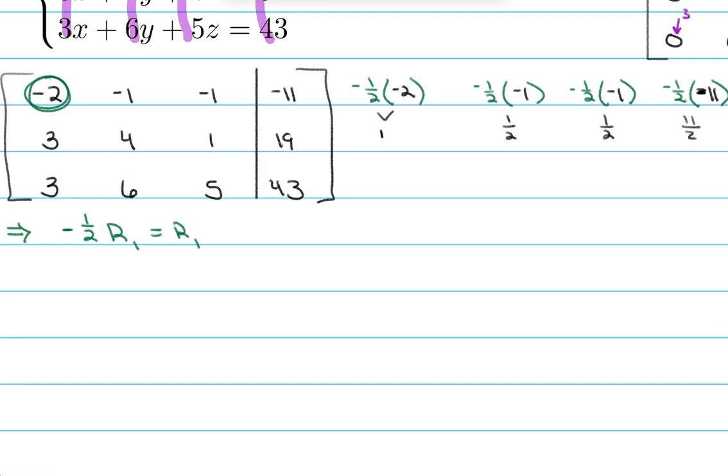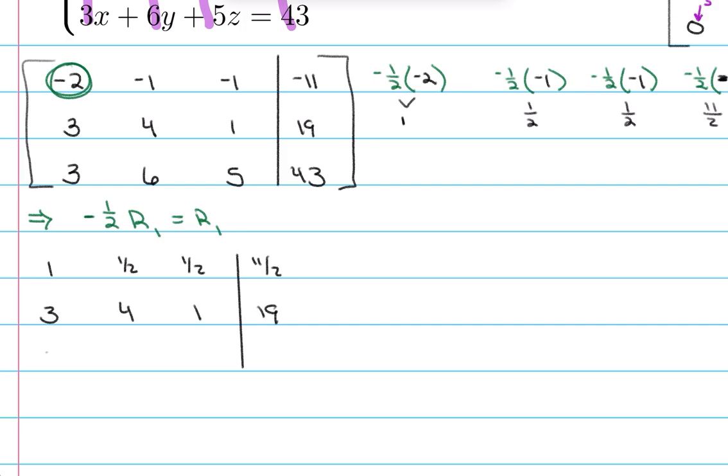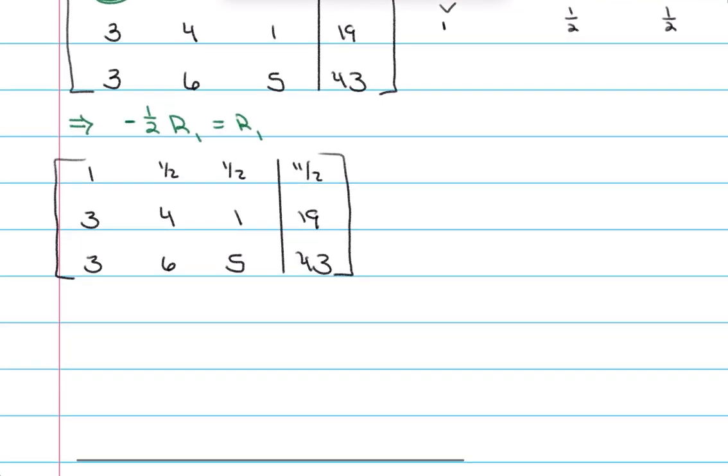So when I write my new matrix, now I'm going to have 1, 1/2, 1/2, far down, and 11 over 2. And then my other rows, I apologize, get to just stay the same. 3, 6, 5, 43. So this is my new matrix now. Okay, so now we're going to take this matrix and, if you remember the roadmap, this guy now has to become a 0.